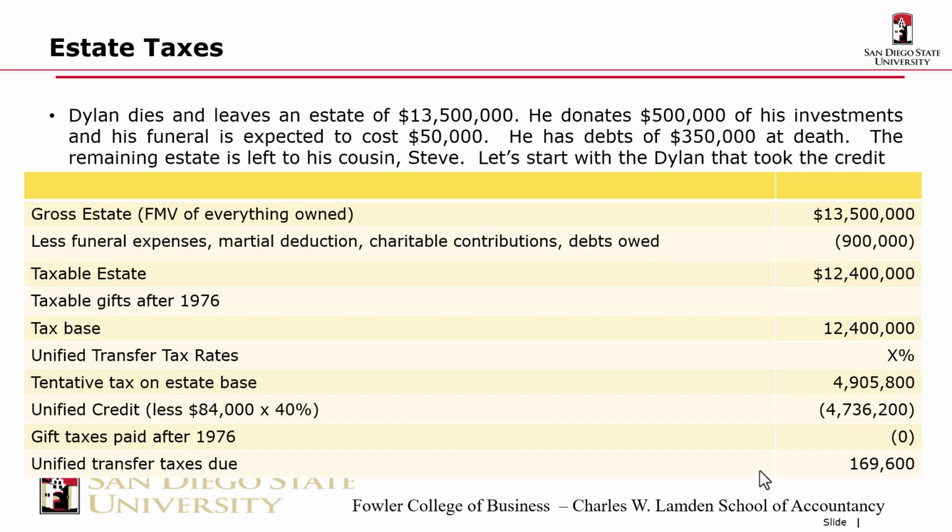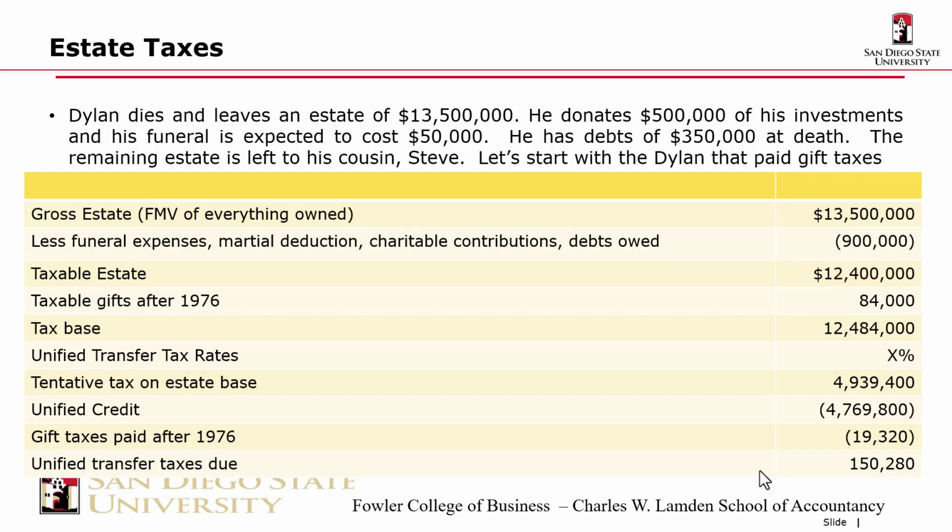Let's redo Dylan, except this time he's going to be the Dylan that did take the unified credit against his earlier gifts. So in this case, we calculate his gross estate, same 13.5, deduct out those things that we can exclude, we get down to 12.4. Notice that we do not have to include the taxable gifts after 76. Why? Well, because we already paid tax on them. So we end up with a tax base of 12.4. We multiply that by the same rates we saw, so 12.4 minus $1 million times 40% plus 345.8, we get 4,905,800.